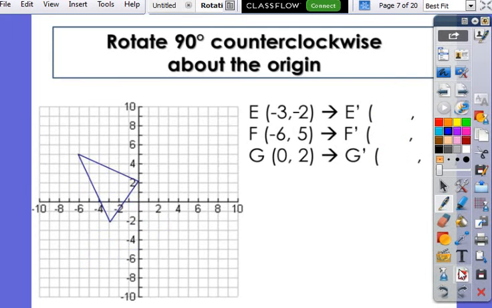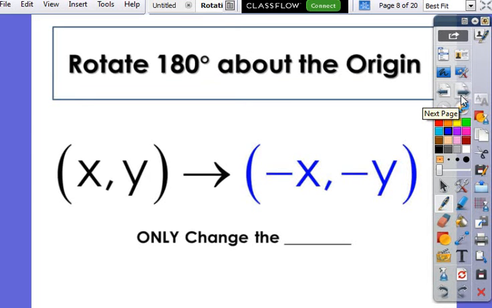Last one, rotate 180. How much is 180 going to be? How many quadrants? 2. I'm going to move 2 quadrants no matter which direction. Notice, does it say clockwise or counterclockwise? Why not? Because it doesn't matter. If I go clockwise or counterclockwise, I'm going to wind up in the same position when I get done. What do I do on rotating 180? Change both the signs. Change the signs, that's it.